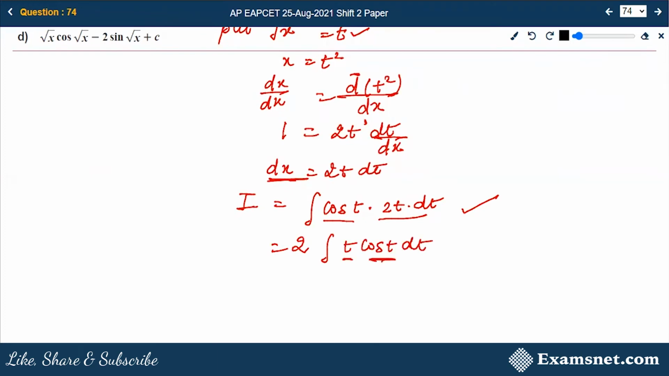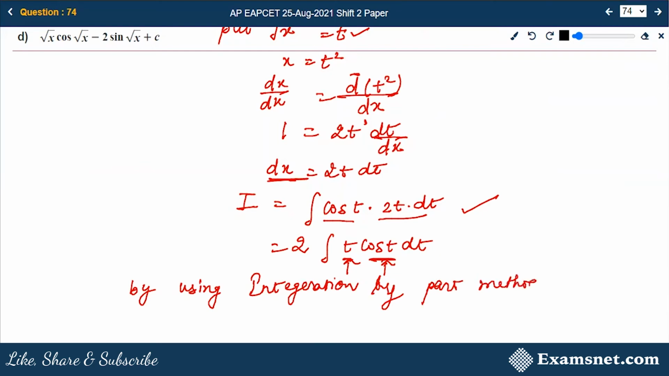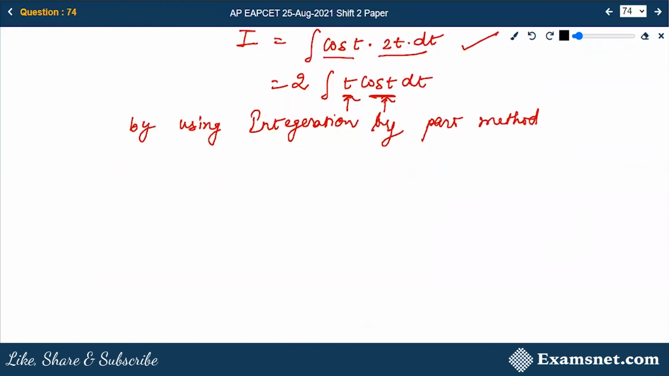So you have two terms over here, t and cos t. Let's find the integral by using integration by parts. We'll be using the integration by parts method over here. So this will become I is equal to 2, which will remain as such, times first function into integral of second, minus integral of derivative of first into integral of second.